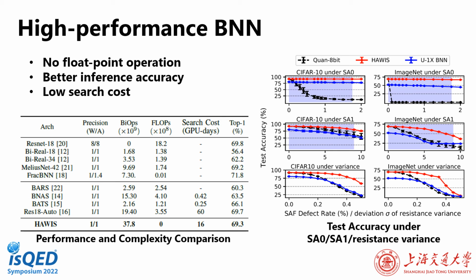Experiments are conducted to prove the effectiveness of our solution on multiple backbones. The results are listed in the table. Our solution with fully binarized layers achieves decent inference accuracy and low search cost, and most importantly, without any floating-point operation. Besides, our solution presents greater robustness to stuck-at-fault errors in ReRAM PIM system.